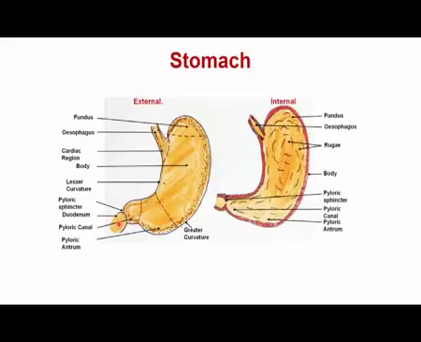Now, these are the structures present on the external side of the stomach. If you cut the stomach transversely, you will see that the stomach has a lot of membranous folds present inside, and these membranous folds are called rugae. The purpose of these rugae is to increase the surface area as well as the volume within the stomach.